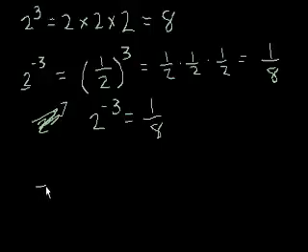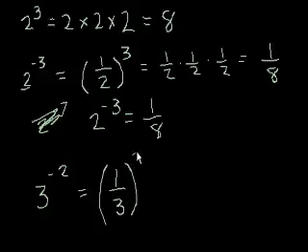Let's say 3 to the negative 2 power. Once again, immediately when we see that negative in the exponent, the easiest thing to do is just immediately take the reciprocal of the base. So we take 1/3, and we raise that to the positive 2 power. And that's easy now. 1/3 squared is equal to 1/9. Let's do some more problems.